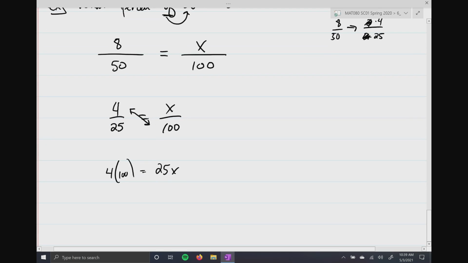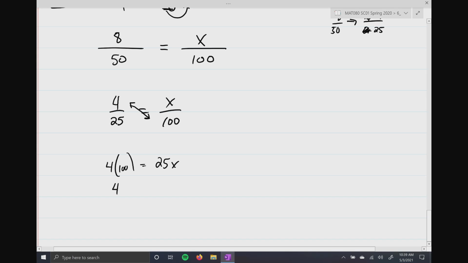Equals 25 times x. 4 times 100 is 400. Now I will divide both sides by the number in front of the variable. In this case, it's 25. Oh no, it's actually double that. So 400 divided by 25 is 16. If you're wondering how I did that, here's how I did it.